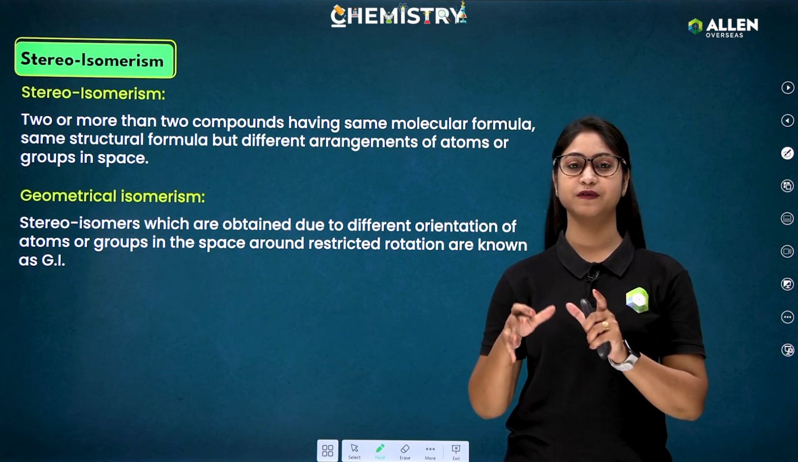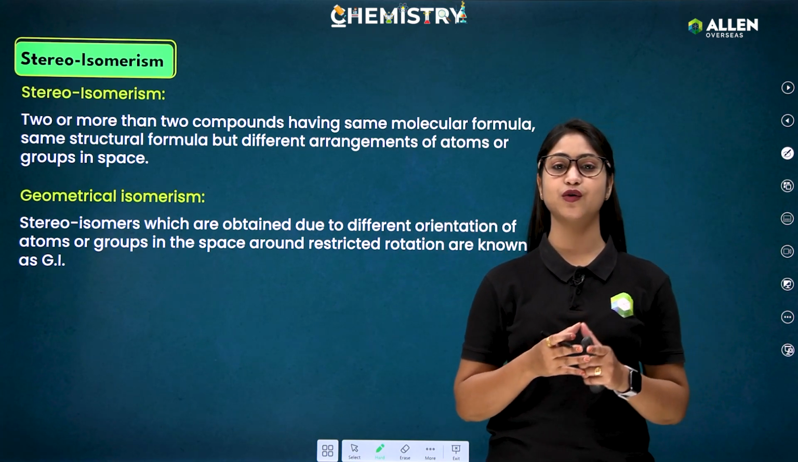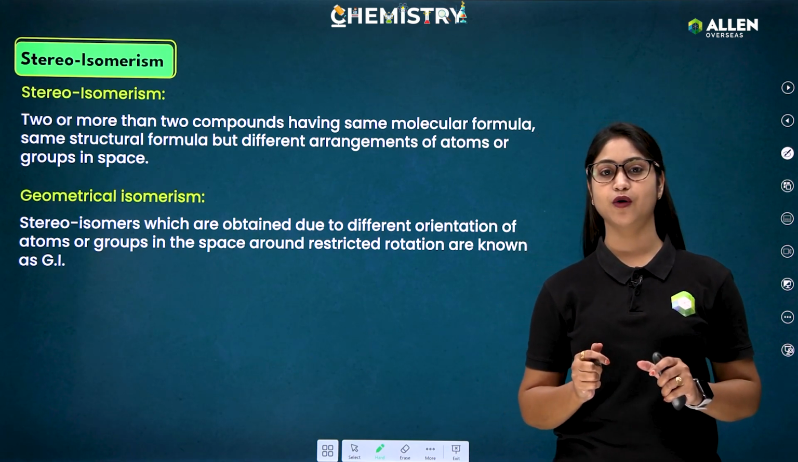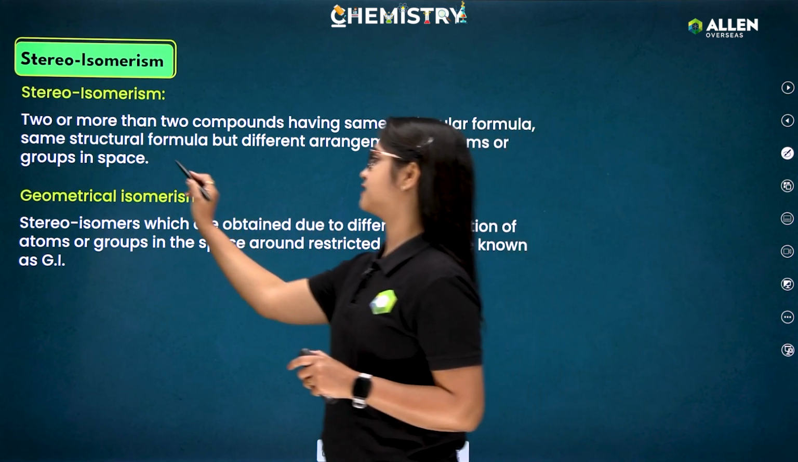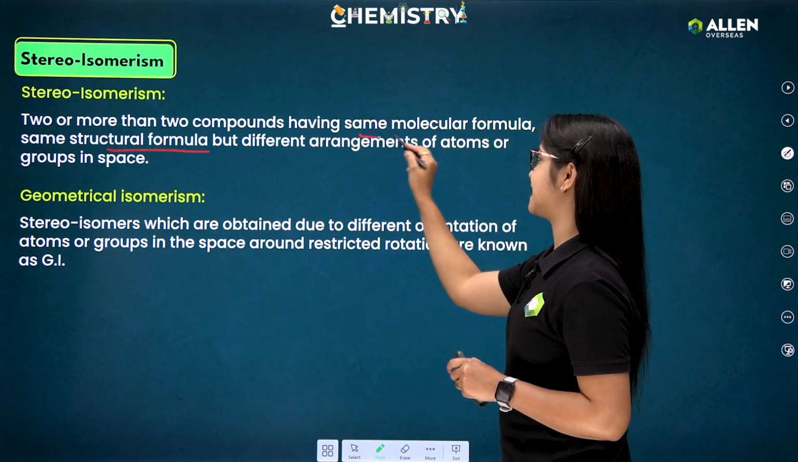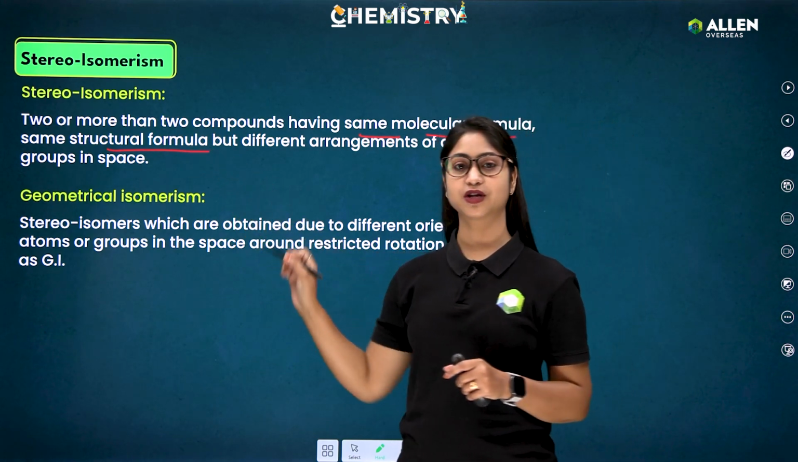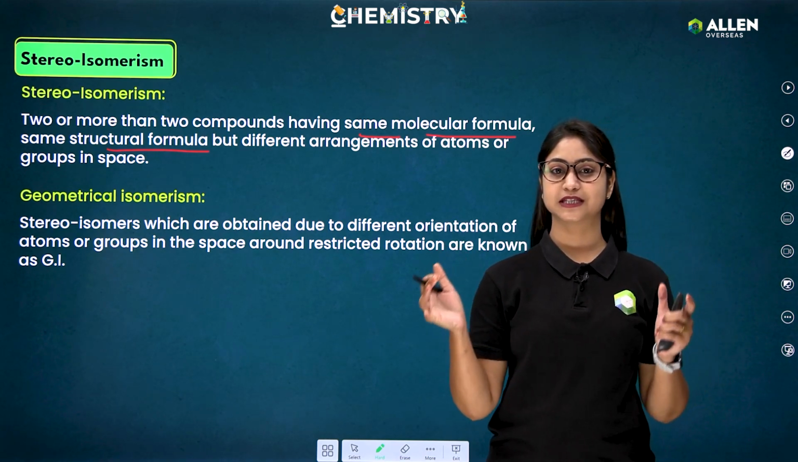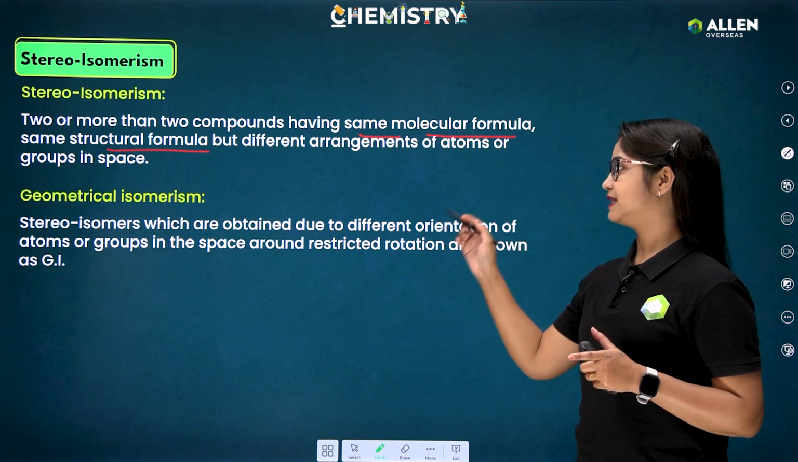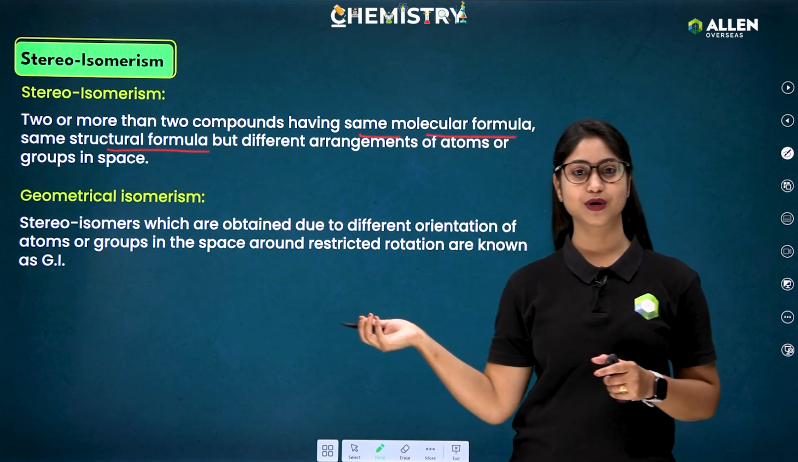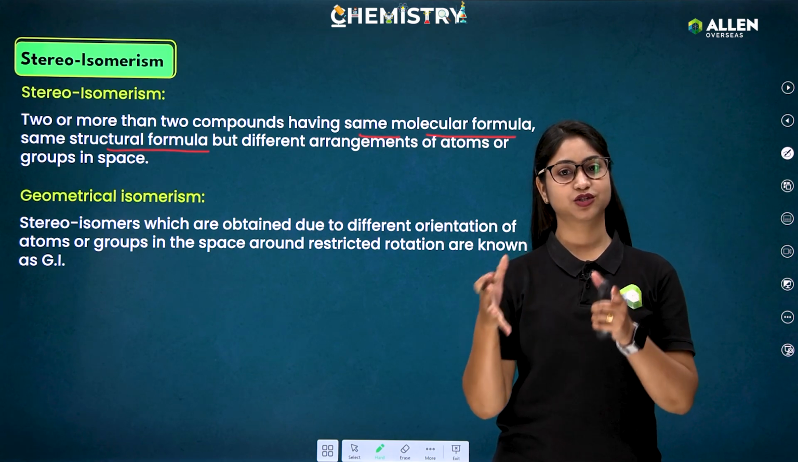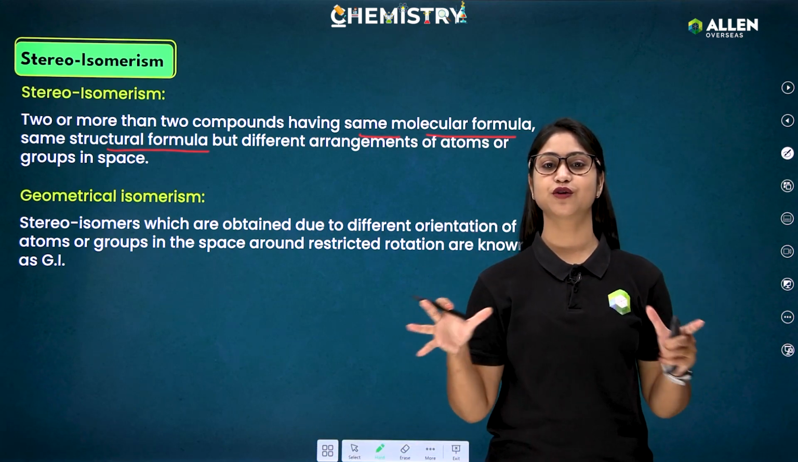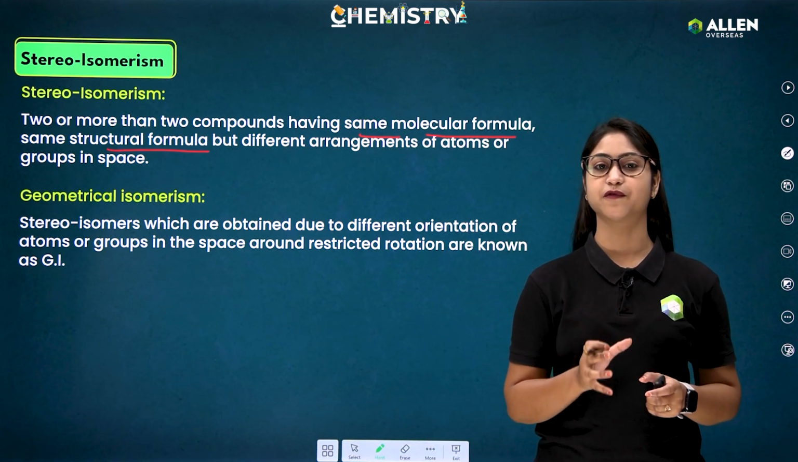But in isomers also, if we talk about this particular category, stereoisomers, then they are also isomers, meaning they also have the same molecular formula. Even their structural formula is the same. So they have the same molecular formula and the same structural formula, but the arrangement of atoms or groups in space will be different. That's why we call them stereoisomers. The molecular formula is the same. Structural formula, meaning the connectivity of atoms, is the same, right? But the arrangement of atoms and groups in space is different.